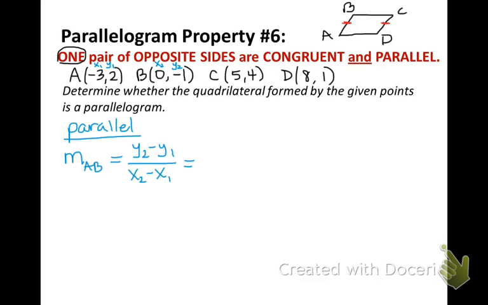So with that, you guys should clearly be able to see how I'm getting negative 1 minus 2, that's y2 minus y1, over 0 minus a negative 3. And from here, I just simplify. So negative 1 minus 2 is negative 3. Two negatives here make a positive, so this is a positive 3. Negative 3 over 3 simplifies to negative 1. All right, so now I need to show that that has the same slope as CD, right?